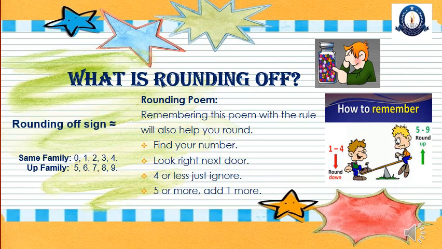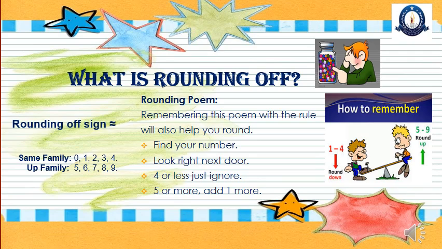Numbers from 0 till 9 we are dividing into two families. One is the same family, the other is the up family. 0, 1, 2, 3, 4 belong to the same family. 5, 6, 7, 8, 9 belong to the up family.